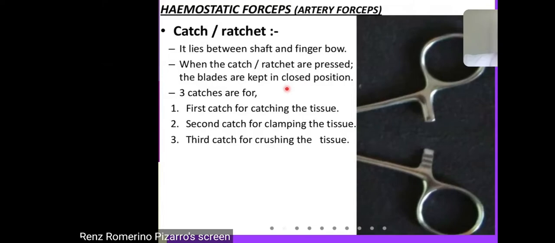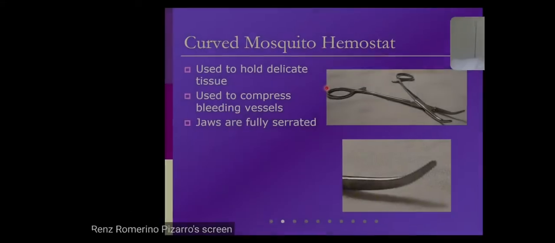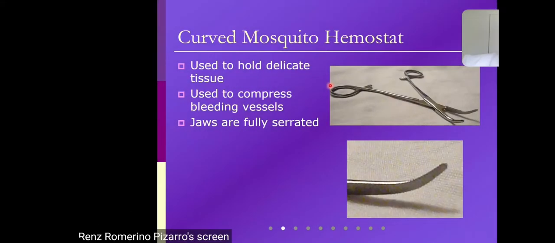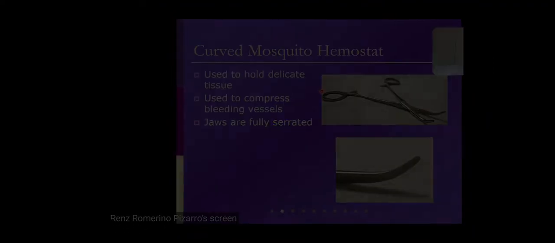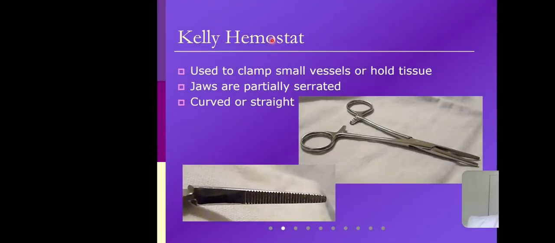Mosquito hemostat, used to hold delicate tissue, used to compress bleeding vessels. Jaws are fully serrated. Kelly hemostat, used to clamp small vessels or hold tissue. Jaws are partially serrated, curved or straight.